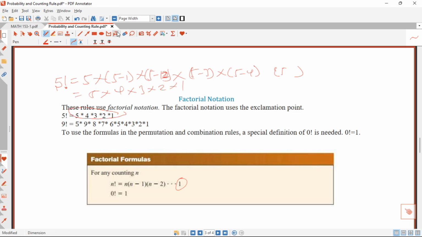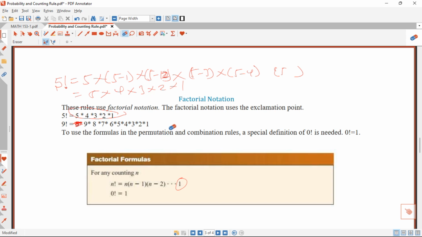That is how we are going to expand the factorial notation. So if you have 9 factorial here, I think there is a mistake here. Here is not supposed to be 5. Here is supposed to start with 9. So 9 factorial is going to give us 9 times 8 times 7 times 6 times 5 times 4 times 3 times 2 times 1. Yes, so that is how the factorial notation can be explained.